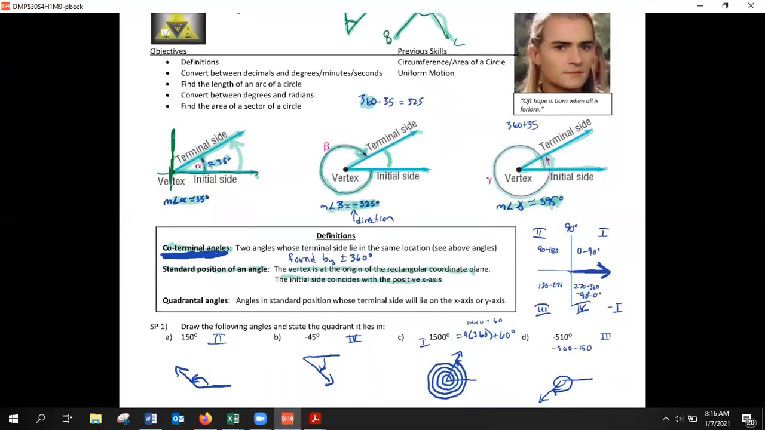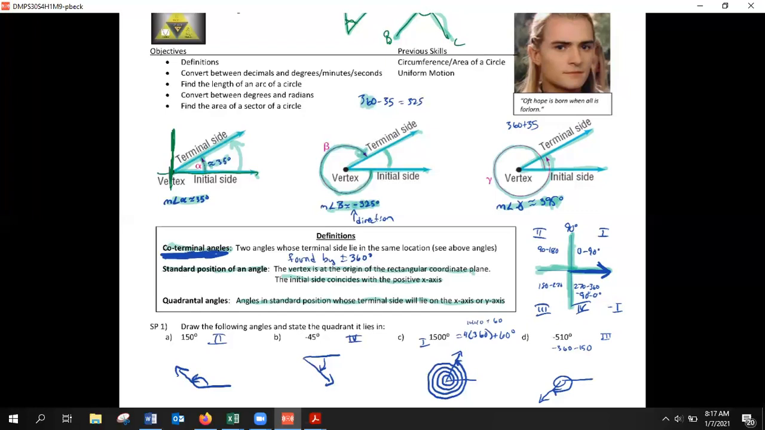Then we have something called quadrantal angles, and they're very important. Quadrantal angles are the angles in standard position whose terminal side lies on the x or the y axis. What's simple here is 0 degrees right here is a quadrantal angle. 90 degrees right here is a quadrantal angle. 180 degrees is a quadrantal angle. And 270 degrees is a quadrantal angle. Basically, we can keep going if we wanted to: 360, 450, 540, 630, 720, etc. We can always go backwards, but any multiple of 90 degrees is called a quadrantal angle.